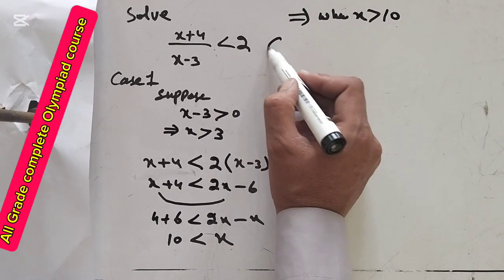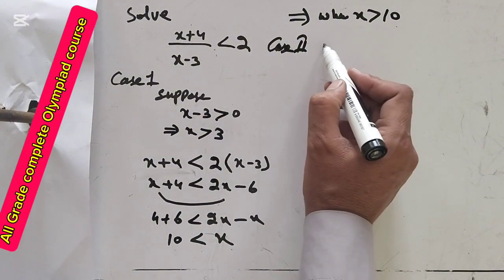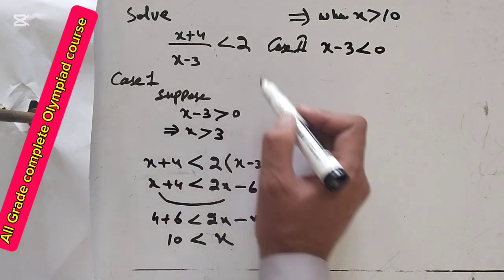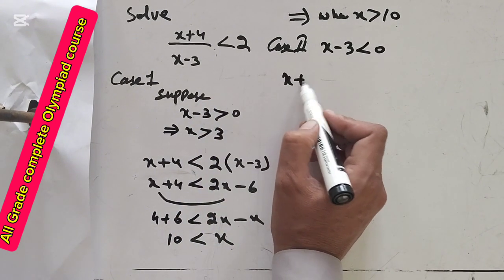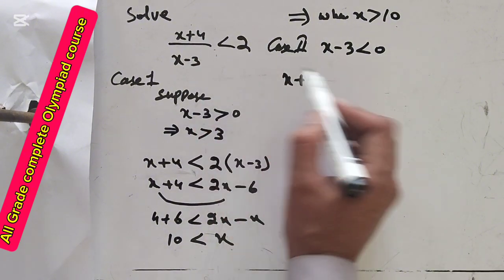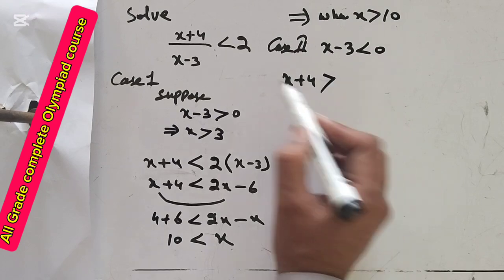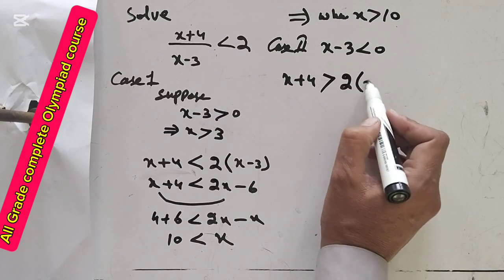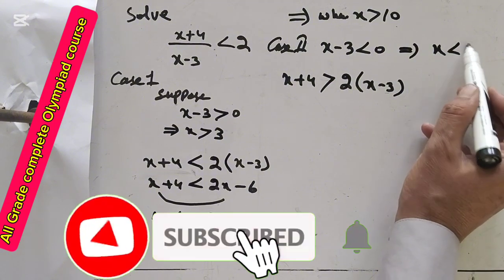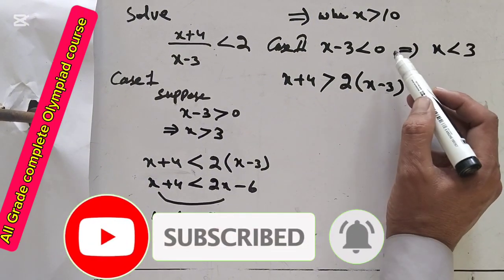Case number 2. Case 2: when x - 3 is less than 0. Now we will multiply by this x - 3, which is less than 0, so we have to change the inequality sign. 2 into x - 3. x is less than 3. When this -3 goes to the right side, it becomes positive.